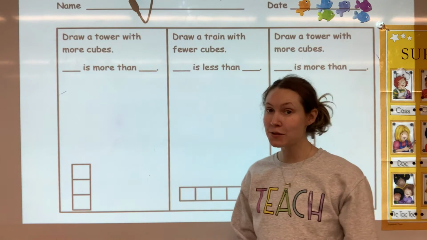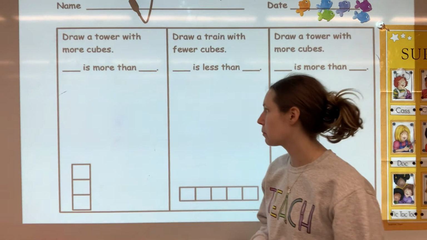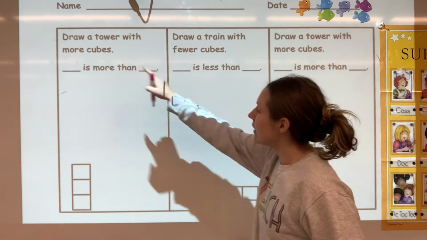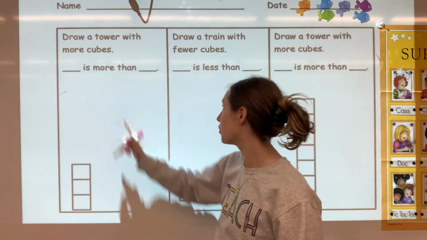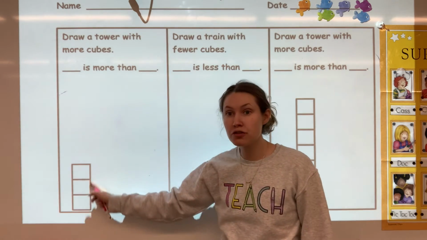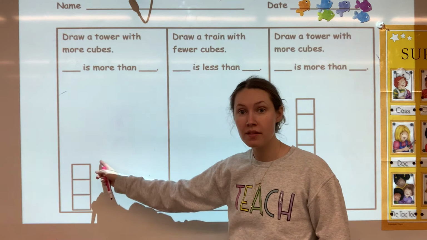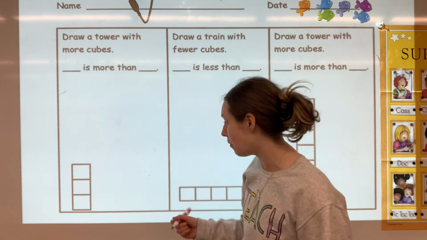Okay, so this is going to be kind of like what you're going to see on your homework today. So let's do some practice. You're going to see some little drawings of cubes. And it's going to tell you to either draw a tower with more or less. So this one says, draw a tower with more cubes. So I need to draw a tower that has more than this. How many do I have here? I have 3 in my tower, so I need to show a tower with more.